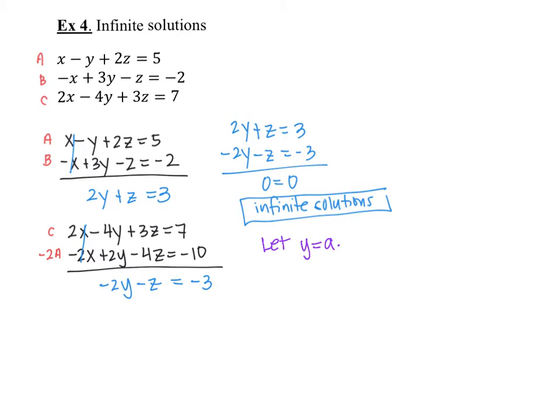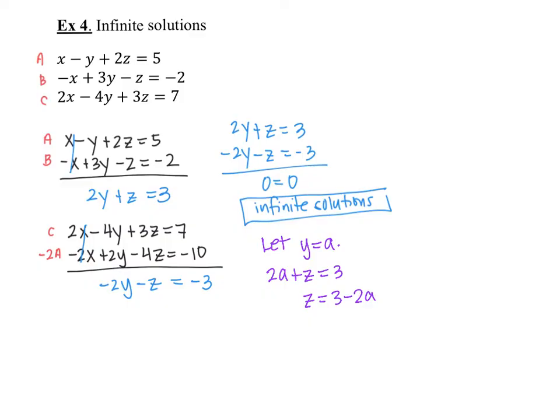Okay, I'm going to go ahead and plug that y equals a into one of those equations. So 2a plus z equals 3, and then I'm going to solve for z. So now z equals 3 minus 2a. So I have z in terms of a, which is good. I have y, I have z.